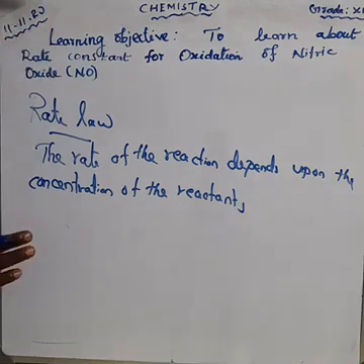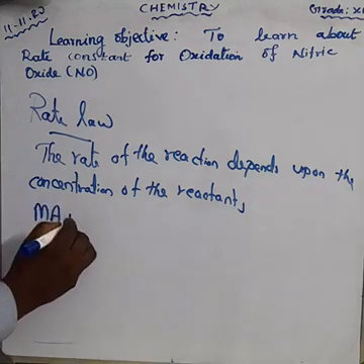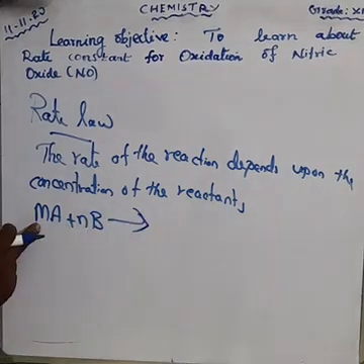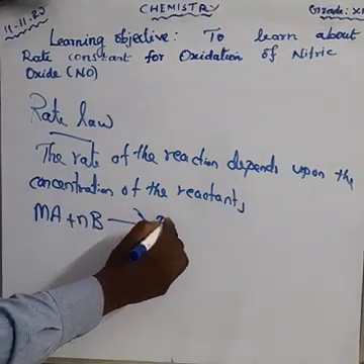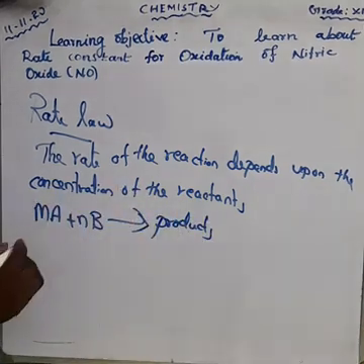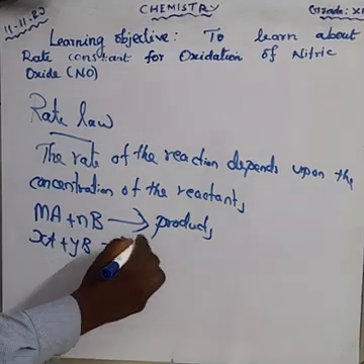That should be learned thoroughly. Okay, for example, we can consider one of the reactions: Ma plus Nb gives product. Otherwise, we can also write Xa plus Yb gives product.